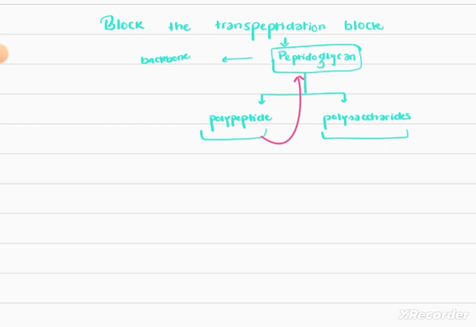So the antibiotics, the beta-lactam antibiotics, actually act on this peptidoglycan and block its synthesis, and they block the transpeptidation reaction that is very crucial in the synthesis of peptidoglycan. So in this peptidoglycan, as we have already discussed, it has a polypeptide, which means it has amino acids, and it has polysaccharides, which are basically sugars.